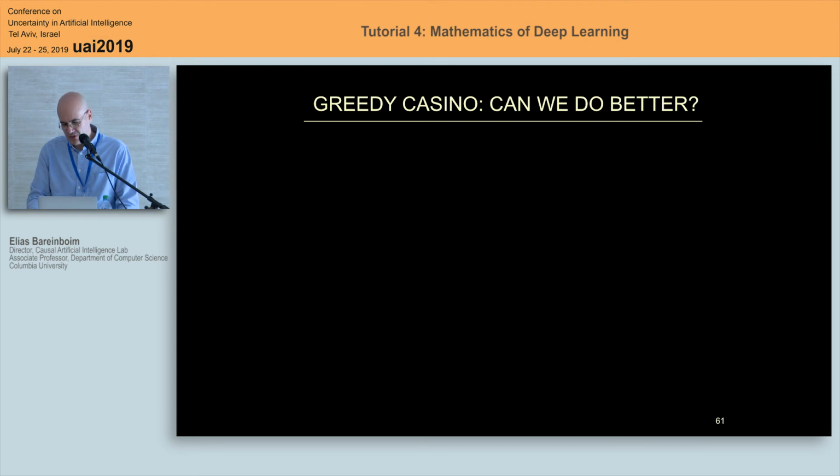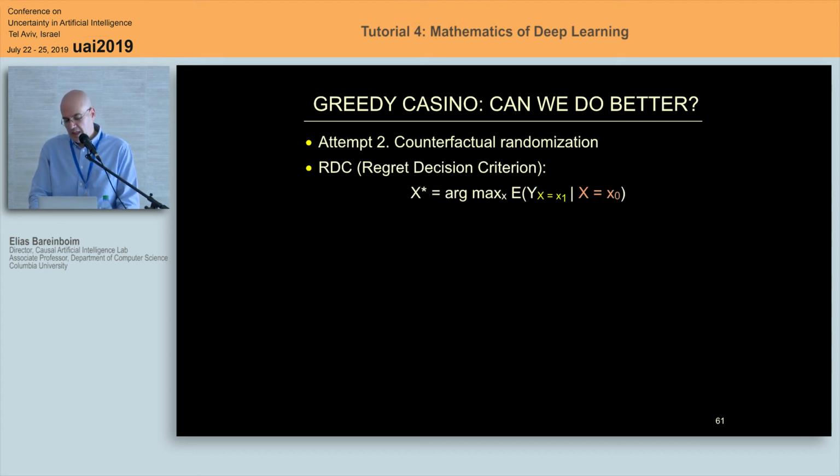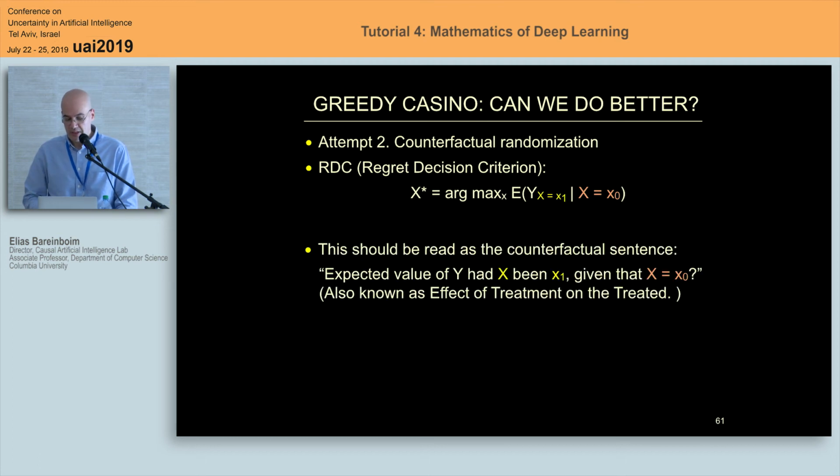Now the obvious question here is, can we do better? Second attempt, let's do something that is proposed in the paper called counterfactual randomization. We propose this thing called the regret decision criterion. Now you use the layer 3 type of quantity. I'll parse here: Y sub x equal to x1 given x is equal to x0.